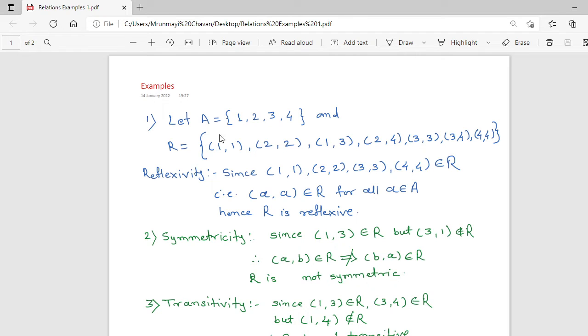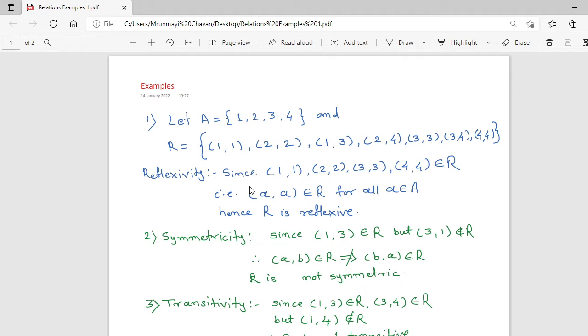Let set A is equal to {1, 2, 3, 4} and relation R is the pairs (1,1), (2,2), (1,3), (2,4), (3,3), (3,4) and (4,4). So we see whether this relation is reflexive, symmetric or transitive.